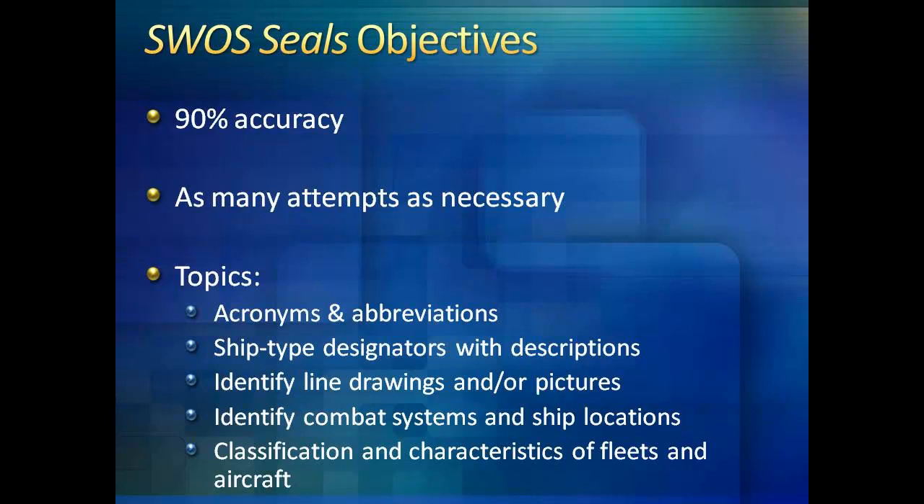Given the information from the threat matrix, the ensigns will be able to identify the combat systems located on the different fleets and aircraft within the USA and other major military forces. Given the information from the threat matrix, the ensigns will be able to classify fleets and aircraft within the USA and other major military forces with its respective country location. Finally, given the information from the threat matrix, the ensigns will be able to identify the characteristics of the individual fleets and aircraft within the USA and other major military forces with 90% accuracy for all objectives, and be able to take the assessments more than one time. It could be taken with as many attempts as necessary.